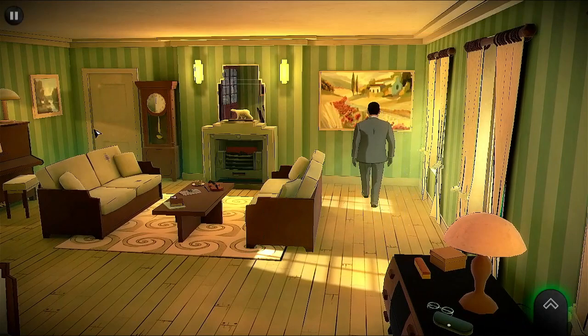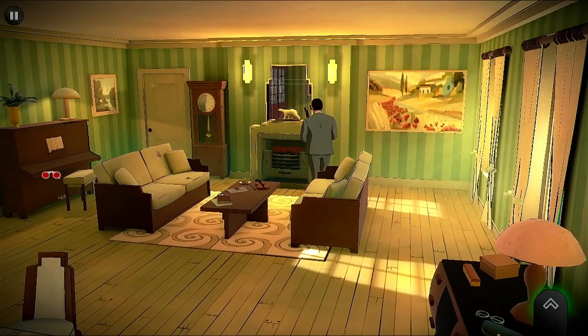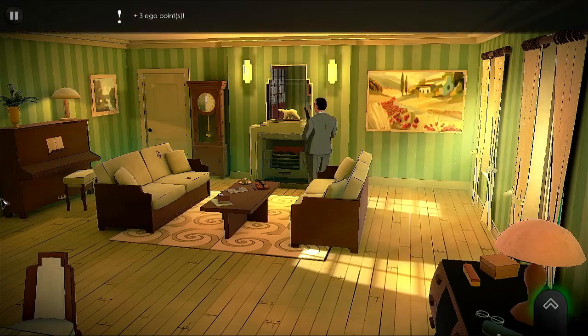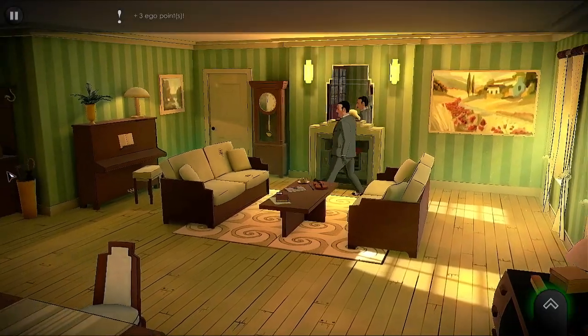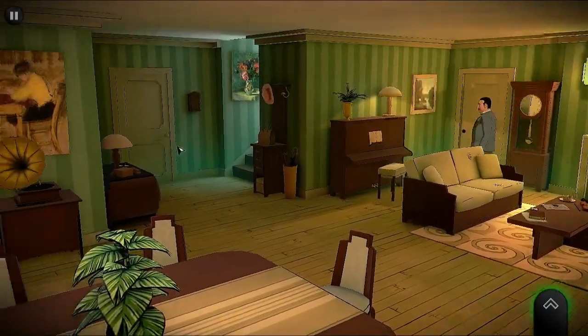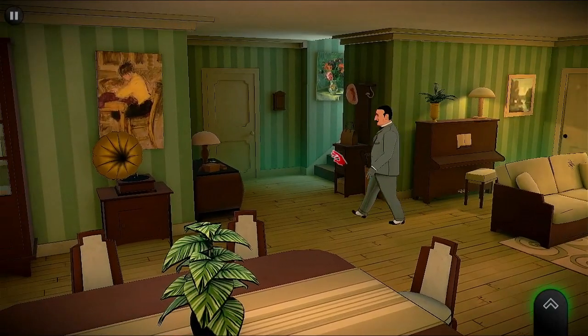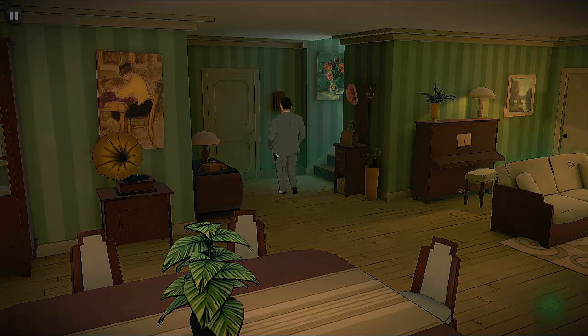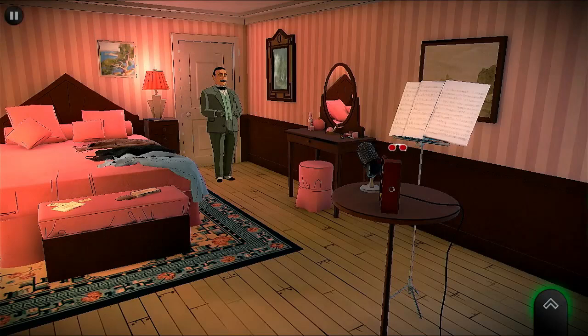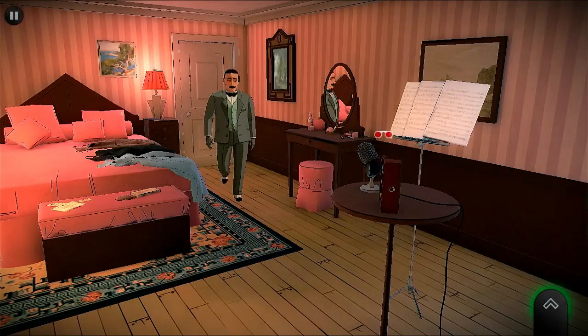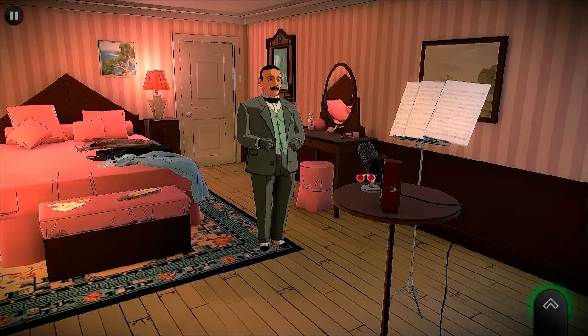And then we'll go up to the bedroom. Here we go. Adjust his appearance. There we go. Gotta build those ego points, you know what I mean. Let us go upstairs. Have a little look in the bedroom. Oh, pretty. She's got a music stand. There's another mirror to examine.